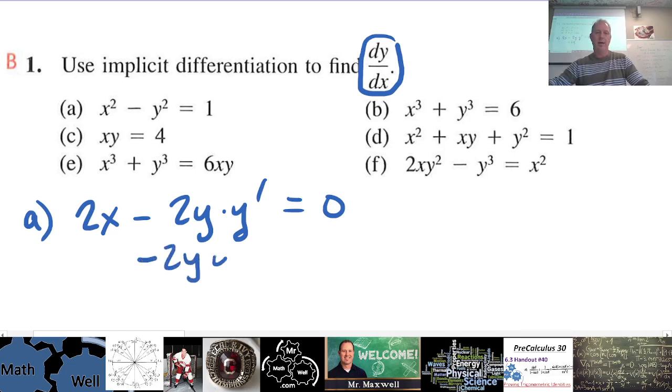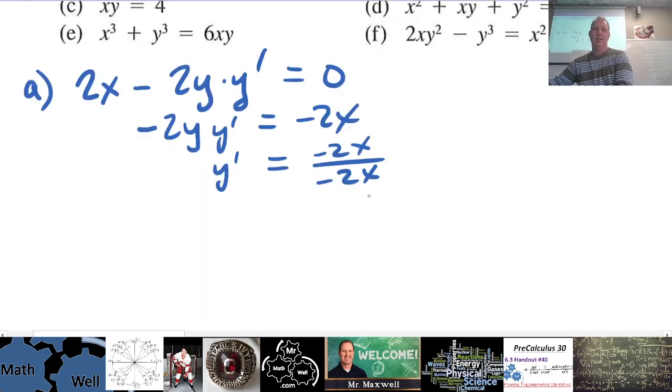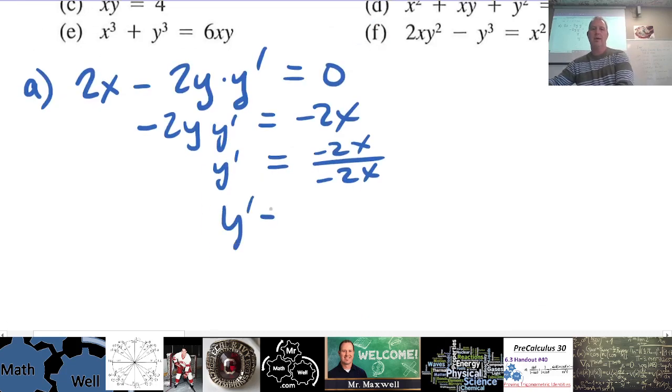Negative 2y, y prime equals negative 2x. So I have y prime equals, sorry, this is y. Negative 2x divided by negative 2y. That's just going to be x over y.